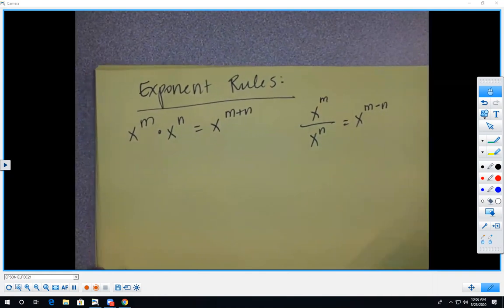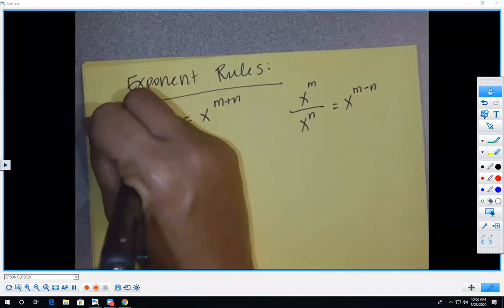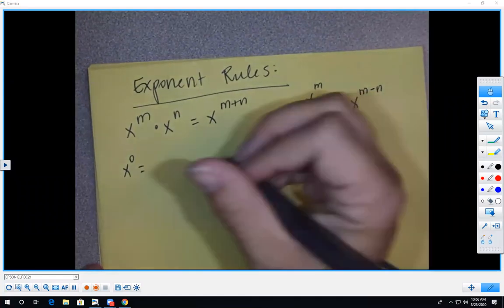I have the 0 power rule. If I had x to the 0 power, what's anything raised to the 0 power? 1.